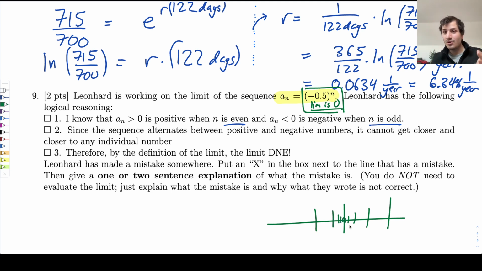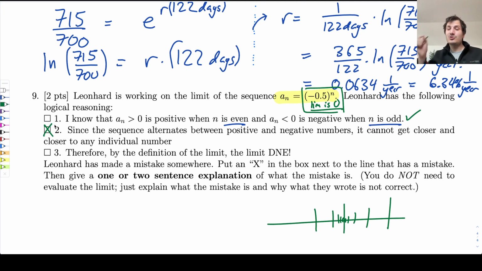So let's go through the argument one more time and see which statements are right and which ones are wrong. a_n is positive when n is even, and a_n is negative when n is odd. This one is perfectly true. It is going positive, negative, because of this negative sign to the power n. Since the sequence alternates between positive and negative numbers, it cannot get closer and closer to any individual number. Well, it is getting closer and closer to 0. And 0 is in between the positive and negative numbers. So because 0 is on the border between all the positive numbers and all the negative numbers, this statement is false. This one is the wrong one.